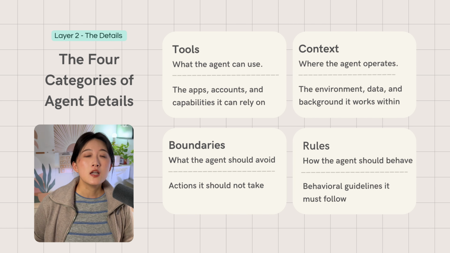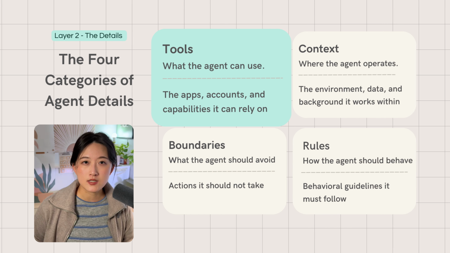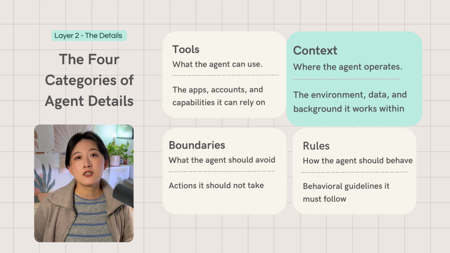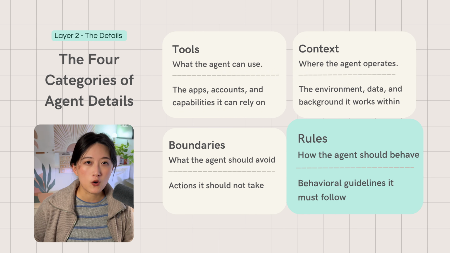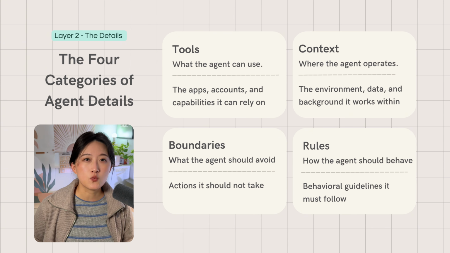For most agents, the details fall into 4 categories: the tools the agent uses, the context it works inside, the boundaries it shouldn't cross, and the rules it must follow. So let's walk through the details we need to add.